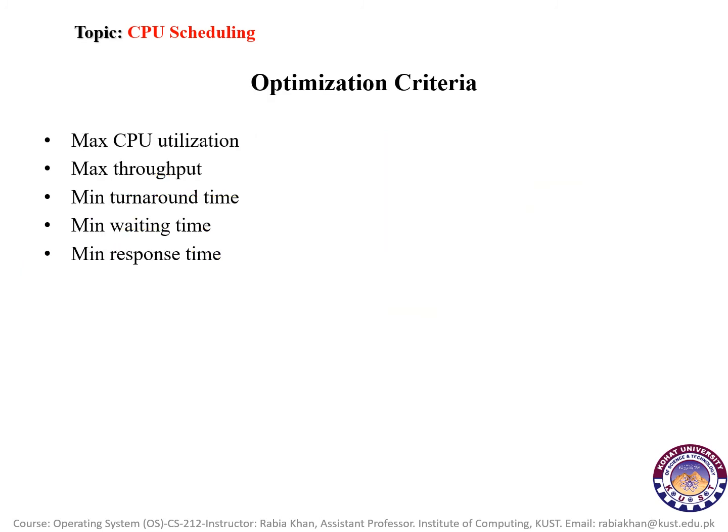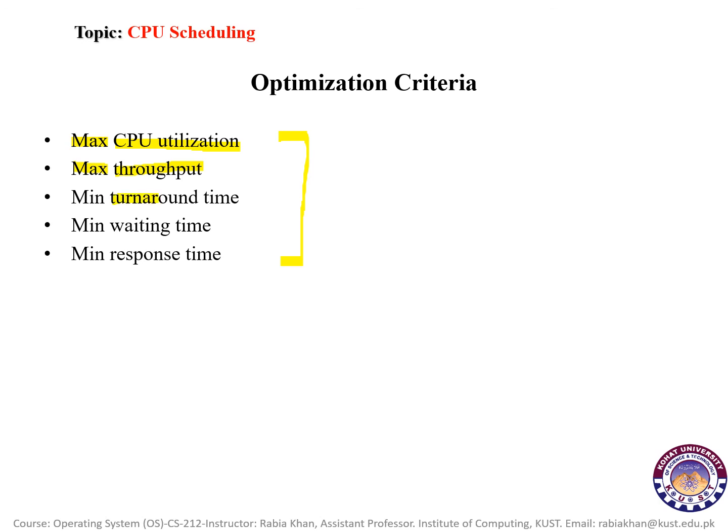Now we need optimization criteria on the basis of which we choose a particular algorithm. We already discussed the 5 different criteria, so which should be maximized and which should be minimized? For CPU utilization, we need to keep the system busy as much as possible, so CPU utilization should be maximum. The more you keep your CPU processor busy, the more efficient your system is. The next criteria was throughput, the number of processes completed in a defined unit time. The more processes are completed in less time, the better the performance of your system will be. So throughput needs to be maximized.